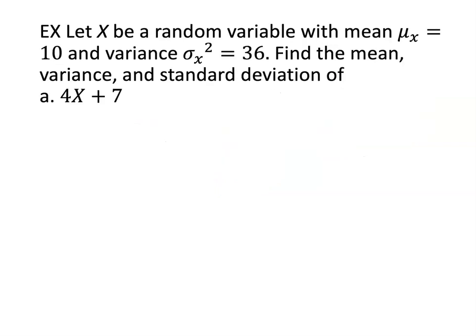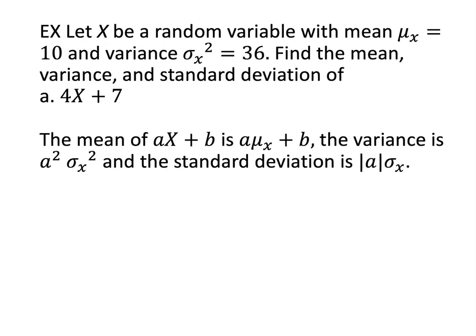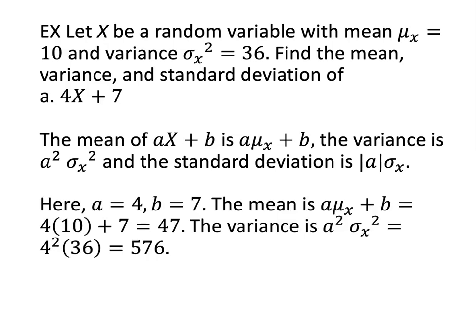For example, let x be a random variable with mean mu sub x equals 10, and variance sigma sub x squared equals 36. Find the mean, variance, and standard deviation of 4x plus 7. Again, the mean of ax plus b is a, mu sub x plus b. The variance is a squared, sigma sub x squared. The standard deviation is absolute value of a, sigma sub x. Here, a equals 4 and b equals 7.